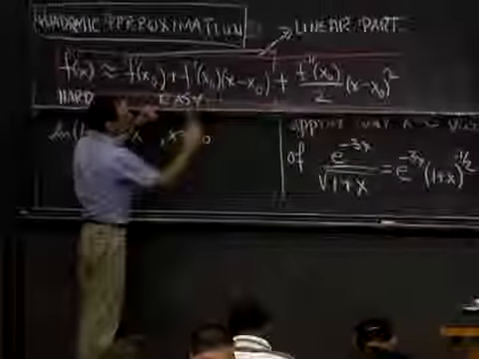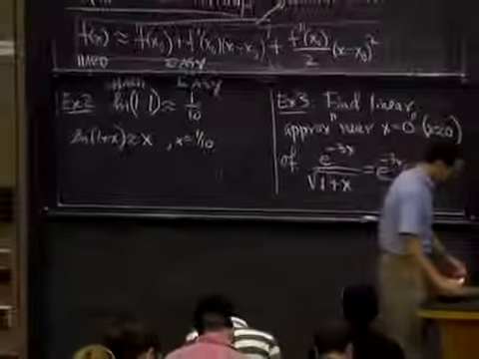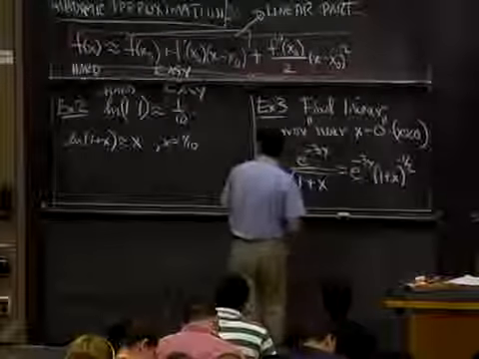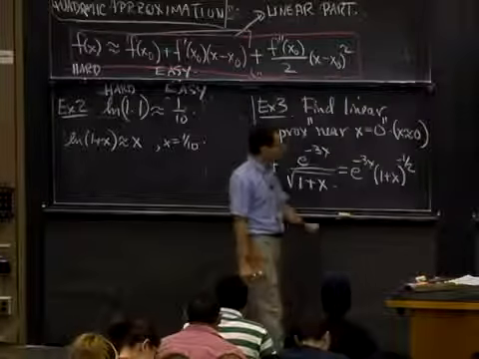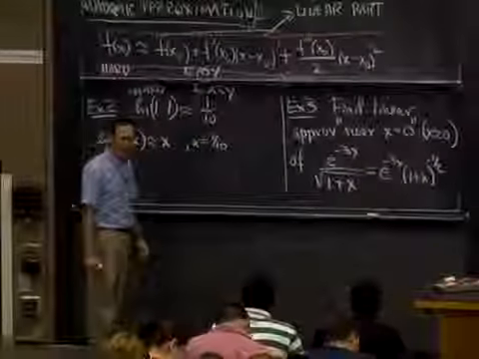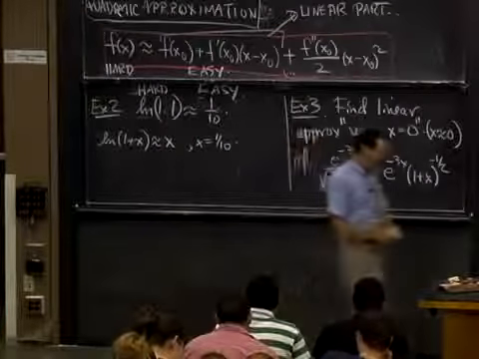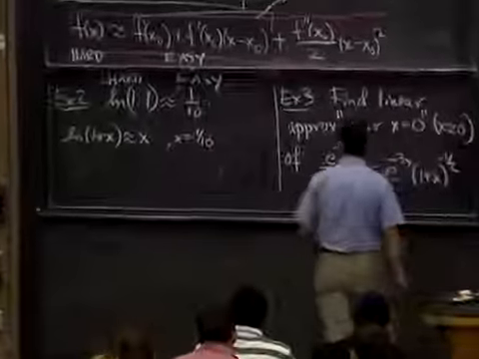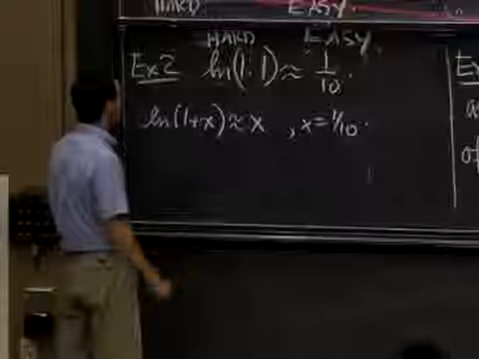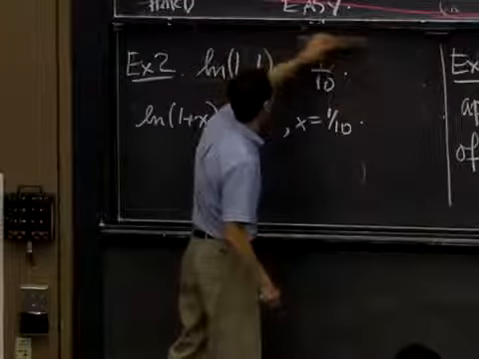So the linear part is the first piece, and the quadratic part is the second piece. Now, I want to develop the same catalog of functions as I had before. In other words, I want to extend our formulas to the higher order terms. And if you do that for this example here, maybe I'll even illustrate with this example before I go on.